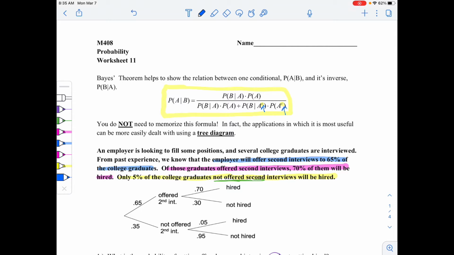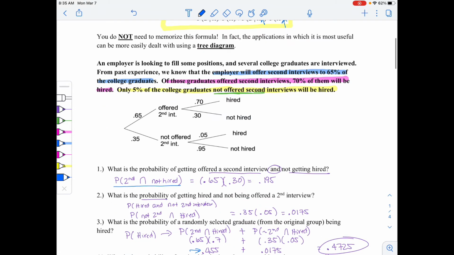So here's what I want us to look at. We can do this Bayes' theorem by using a tree diagram. If we look at this first problem, it says that an employer is looking to fill some positions and several college students are interviewed. From past experience, we know that the employer, so let's look at blue, will offer second interviews to 65% of the college grads. Well, right there is our 65% is offered a second interview.